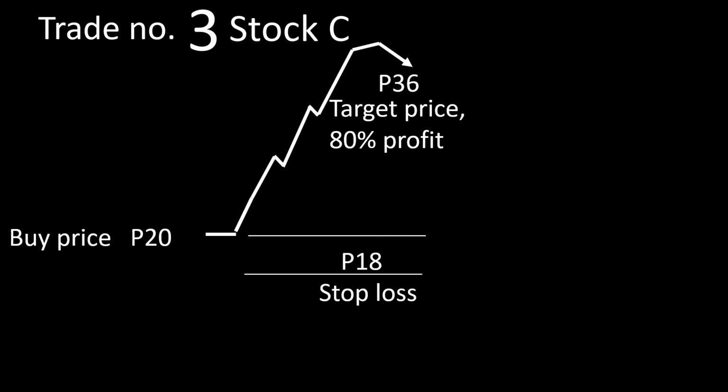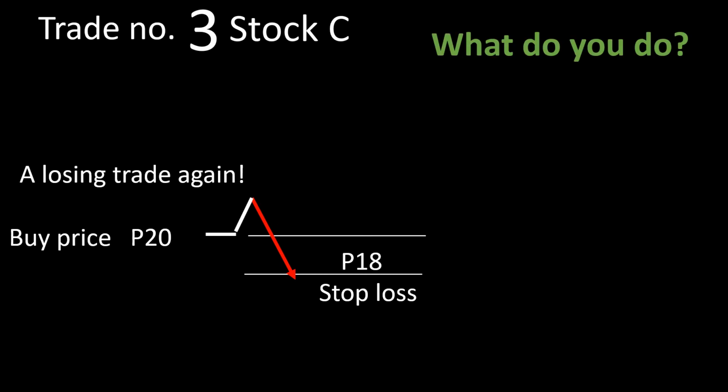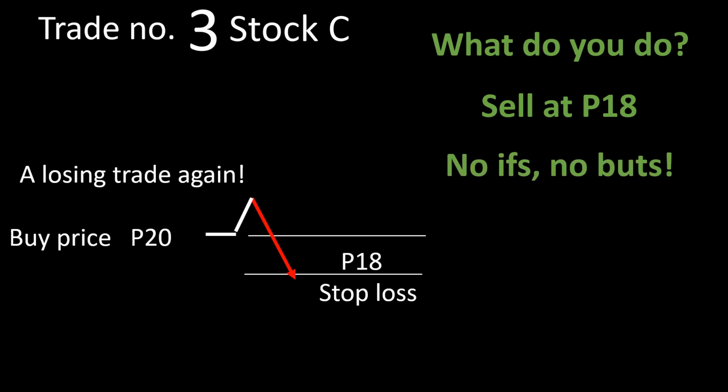So now you bought stock C and it turned out to be a loser again. It went up a little, then it reversed and went through your stop loss of 18 pesos. What do you do? Sell at 18 pesos because that's the stop loss you are using. Obey it. No ifs and no buts.